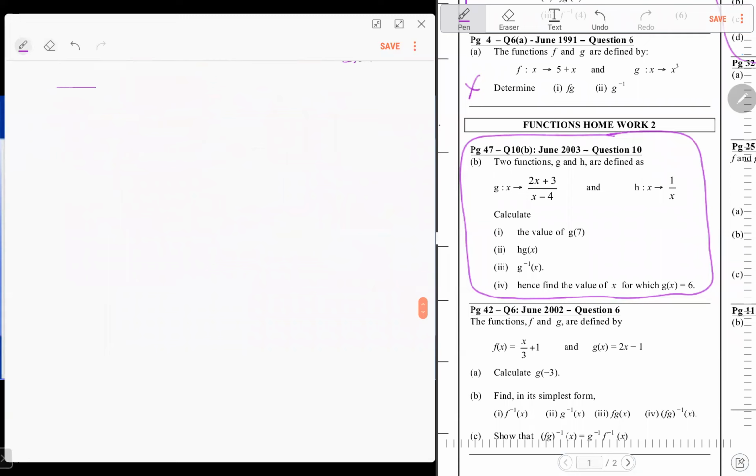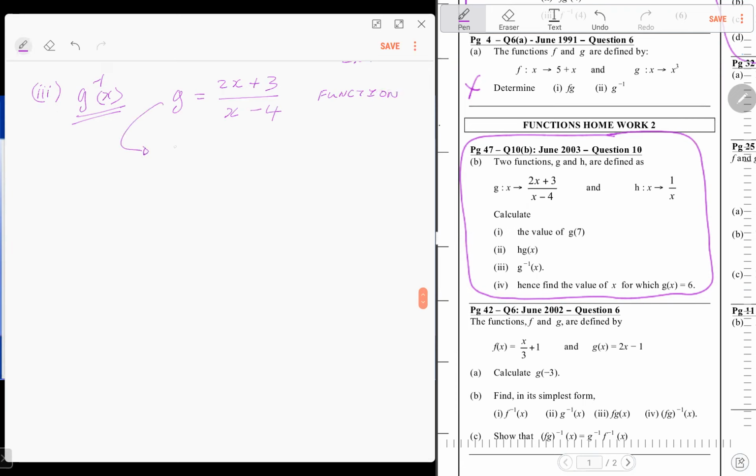All right, so the question, firstly part 3, wants us to find g to the minus 1 of x. That's the inverse function. So we're going to start as usual by saying g equals (2x + 3) divided by (x - 4). And this is the original function. And we want to inverse it.